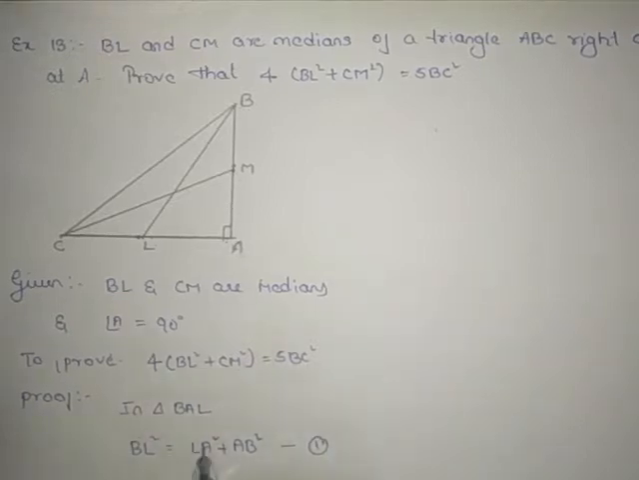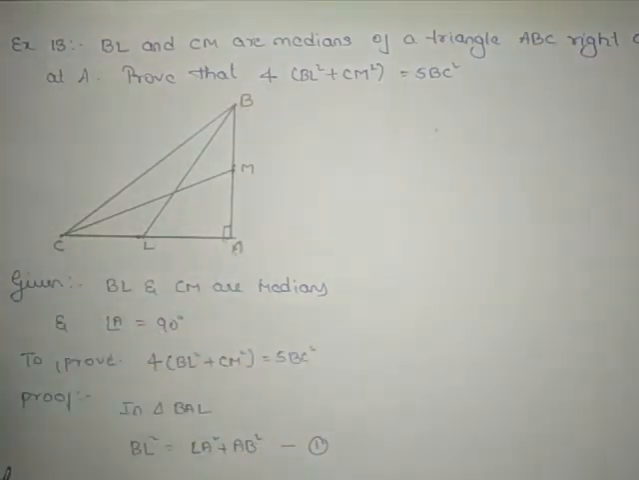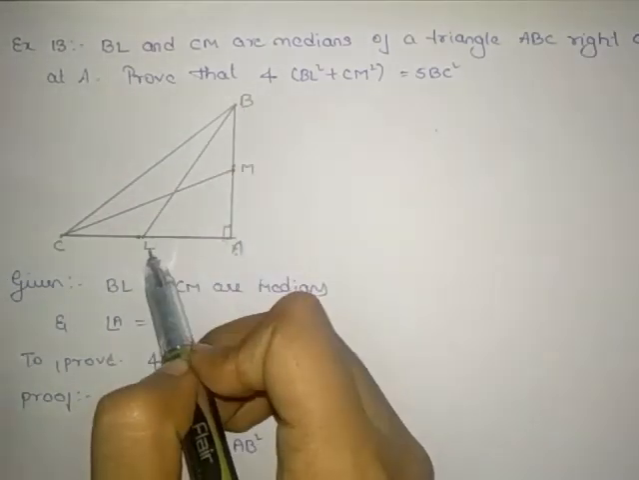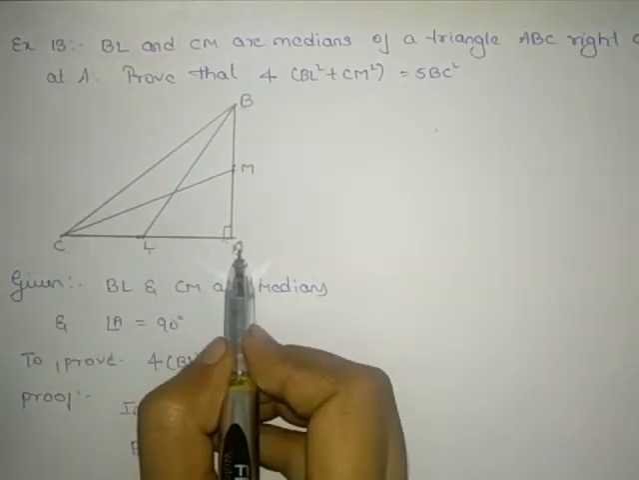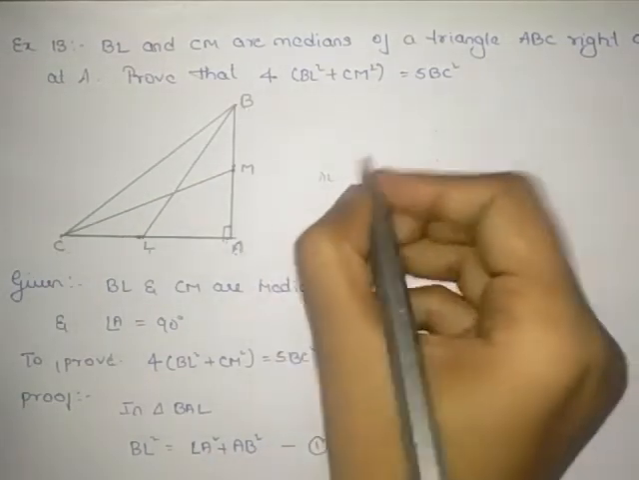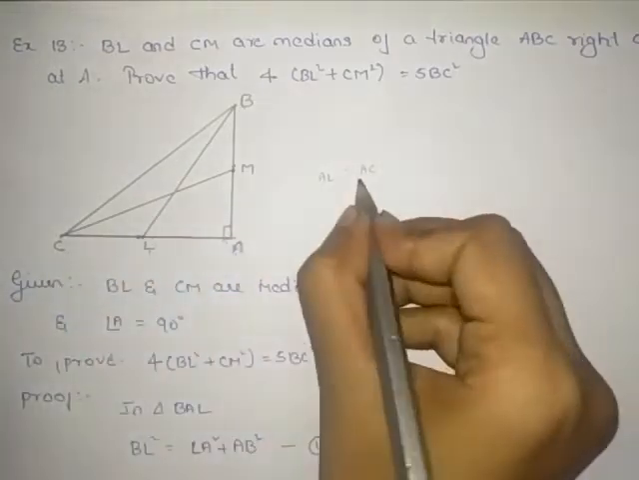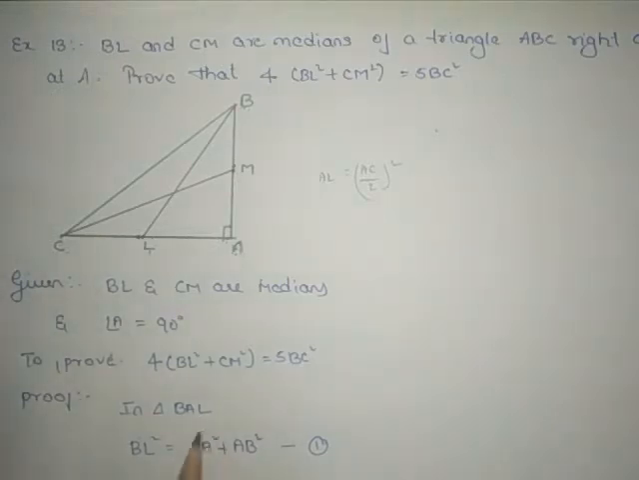Now you can see that here I am going to replace LA by AC divided by 2, because already what they have said, BL is a median of the side AC, right? If it is a median, then L will be the midpoint of the side AC, isn't it? So we can also write that here instead of AL I am going to write AC divided by 2 whole square. It is nothing but LA square only, yes? So I am going to replace this by this now. That is AC divided by 2 whole square plus AB square. This is BL square.